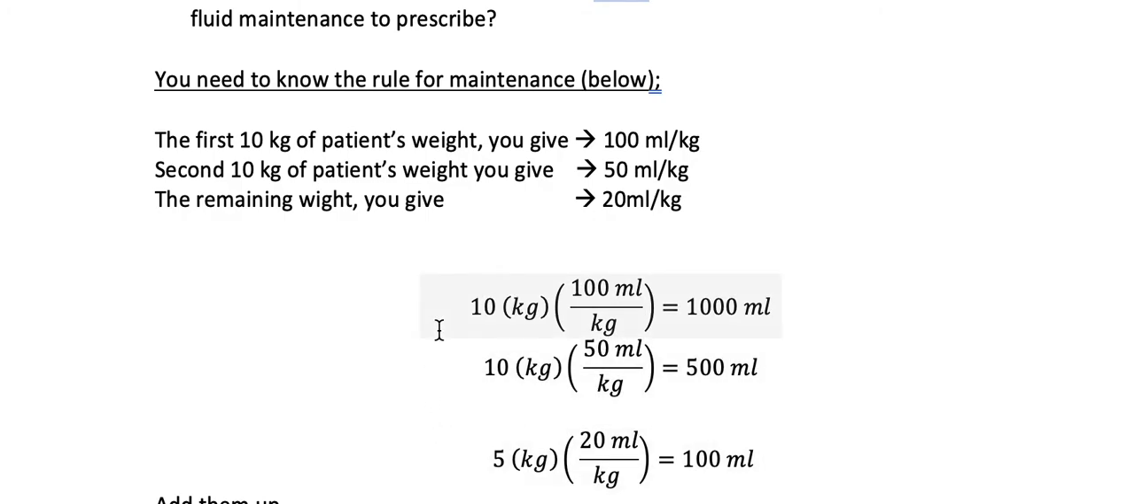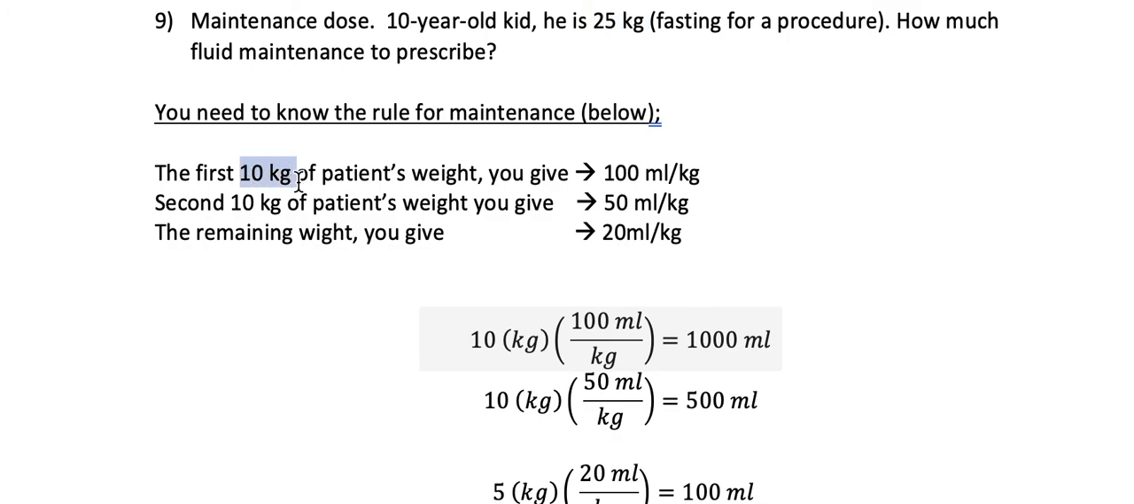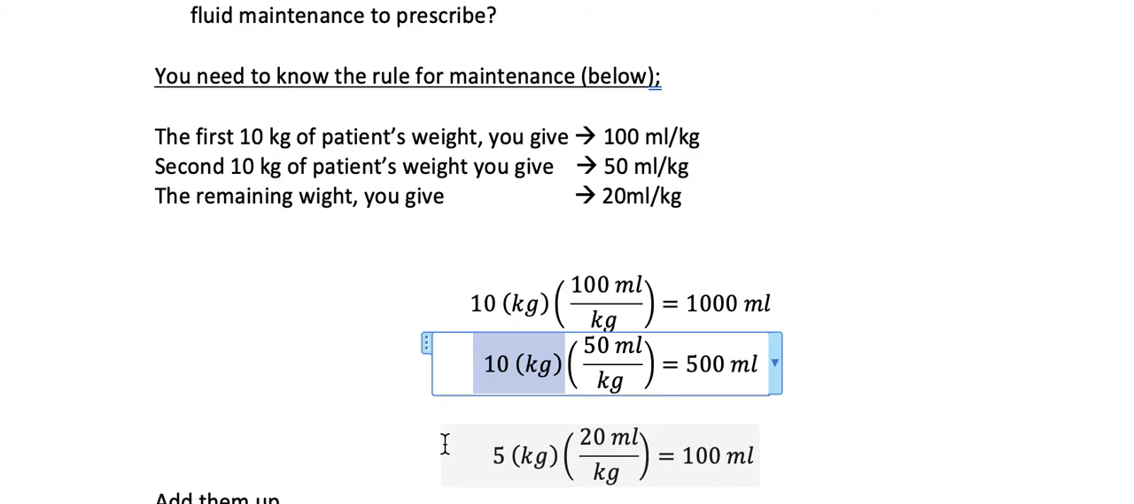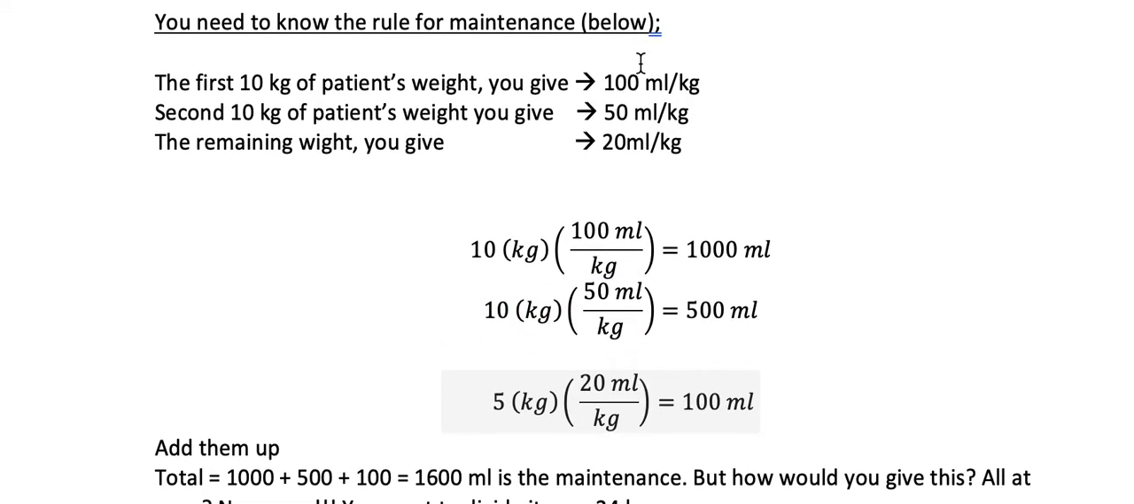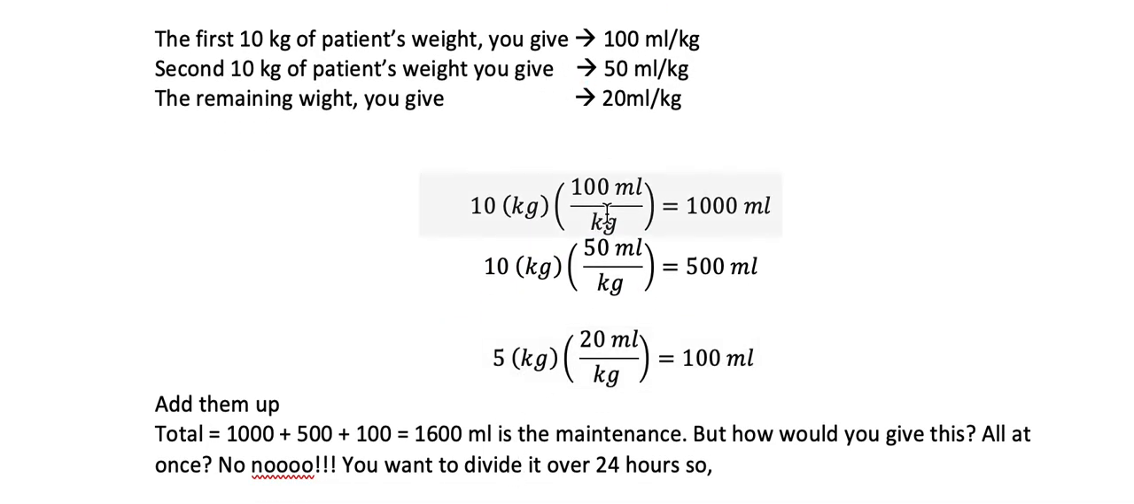So you're going to write down this rule. The first 10 kilos multiplied by 100, there you have your 100. The second 10 kilos you multiply by 50. The third and remaining, imagine, 10 plus 10 is 20 kilograms, plus 5 is 25 kilograms, and that's exactly his weight. Then you multiply and you get all these values. And why are they in milliliters? Because kilogram and kilogram cancel, and you're left with mils in all of these cases.